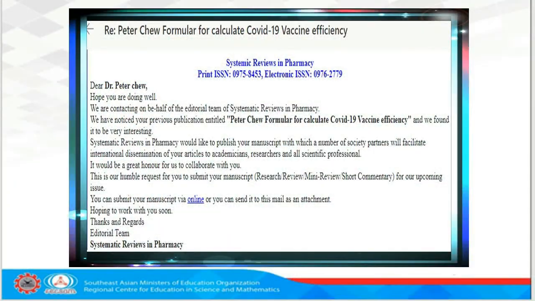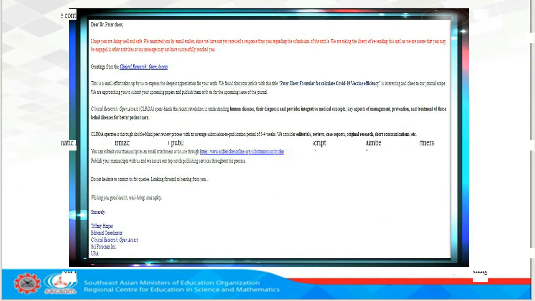Systemic Reviews in Pharmacy invited us to publish the Peter Chu formula for calculating COVID-19 vaccine efficiency, and we found it to be very interesting. Clinical Research found that your article with this title, Peter Chu formula for calculating COVID-19 vaccine efficiency, is interesting and close to their journal scope.